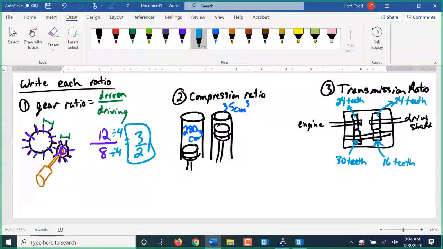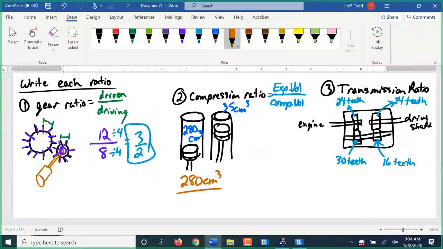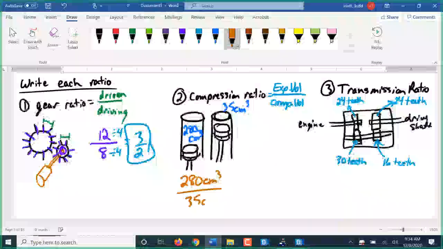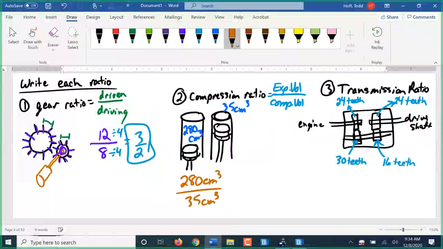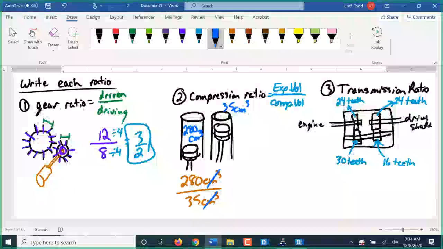Number 2, compression ratio. Remember, compression ratio is the expanded volume over the compressed volume. Here, the expanded volume is the 280 cubic centimeters. The compressed volume is 35 cubic centimeters. Cubic centimeters here will divide out. We have 280 and 35.